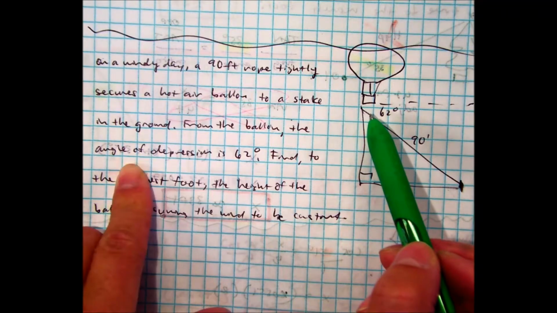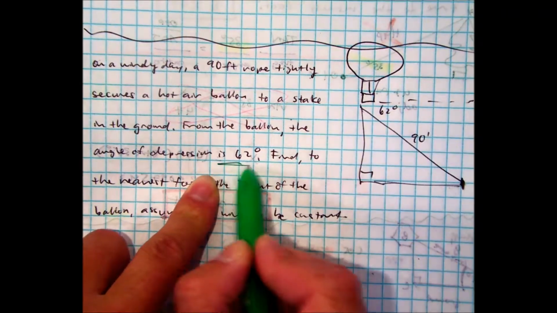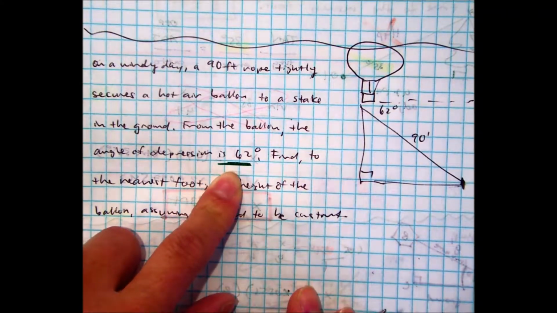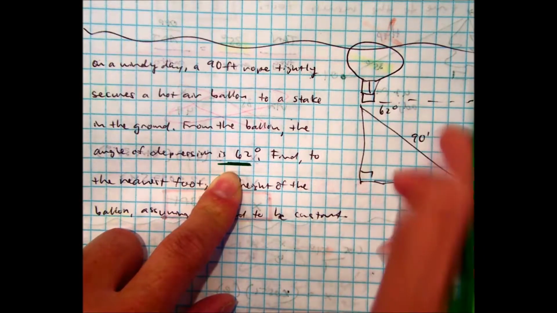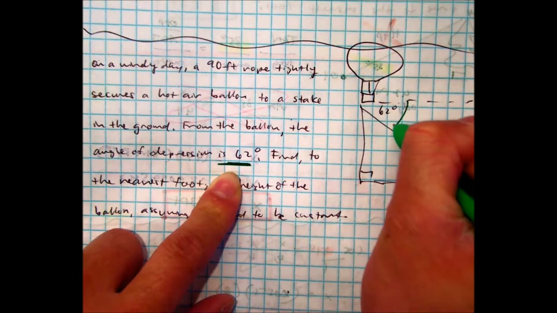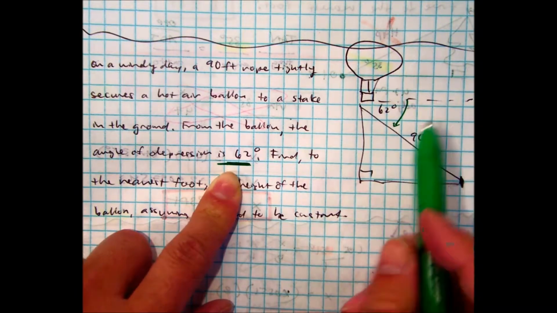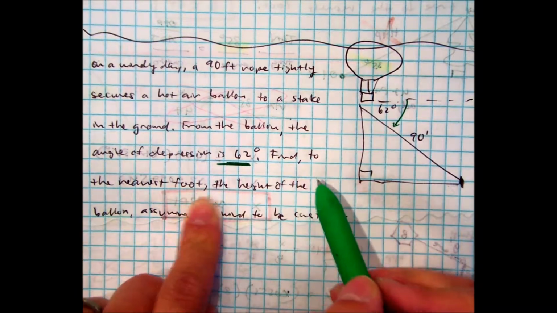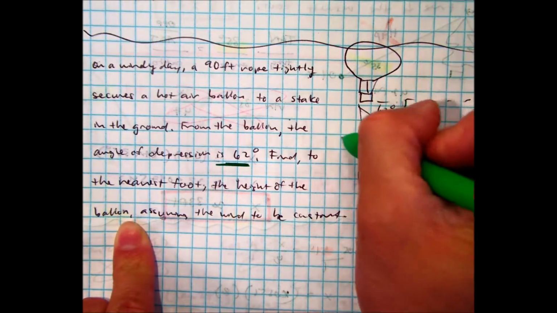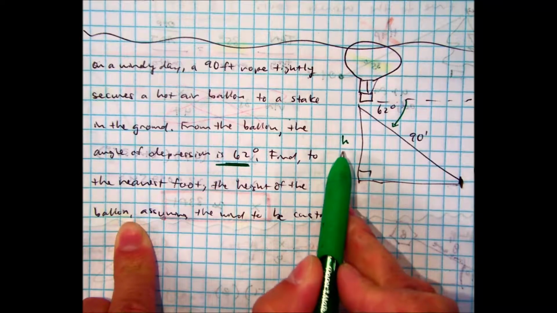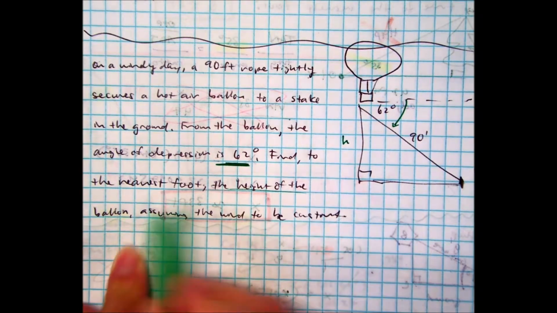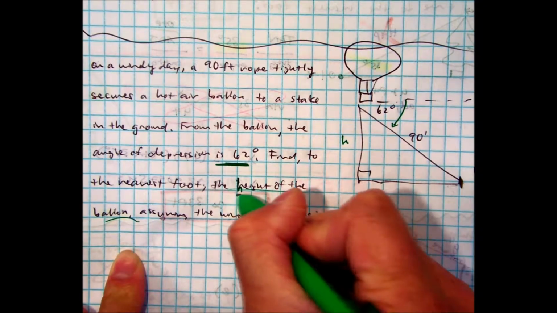From the balloon, the angle of depression is 62 degrees. So this is nice because I gave you the picture. Remember, you guys are looking out and then you're looking down. Maybe that person has to look down and see the message on the floor with rocks, I don't know. Find to the nearest foot the height of the balloon. So I put my variable there, h, because that's the height of the balloon.